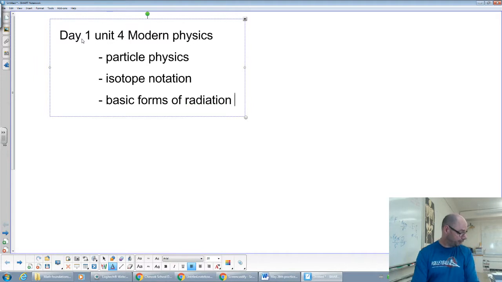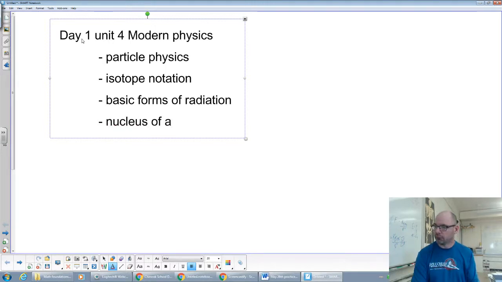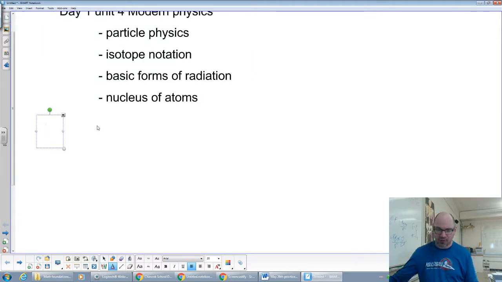And basically the nucleus of atoms. Okay, so that's what we have for today. Those four areas, we'll look at them in terms of going through a couple of things for review first of all. So the first thing is from chemistry, we know just in terms of the basic particles of nuclear decay in modern physics.